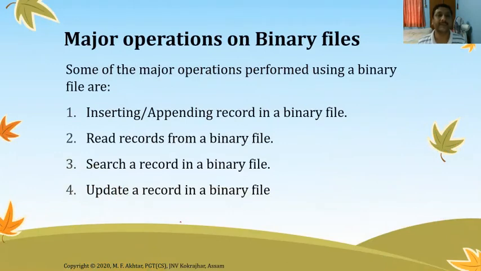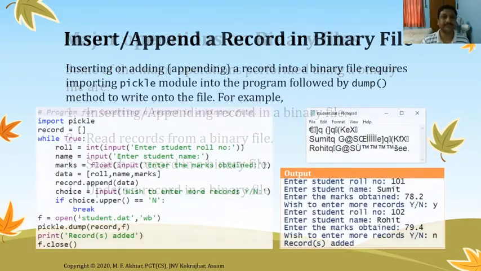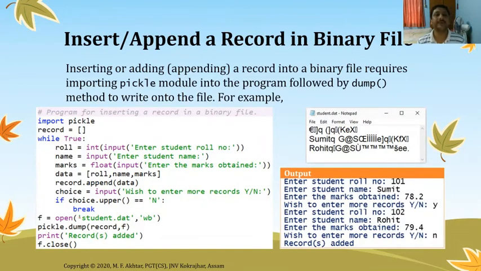Major operations of binary files. Some of the major operations performed on a binary file are: inserting and appending a record in a binary file, reading records, searching some records, and updating some records in the file. First we will learn how to insert or append a record in a binary file. That file is already created. If it is not created, we can create the file here also.